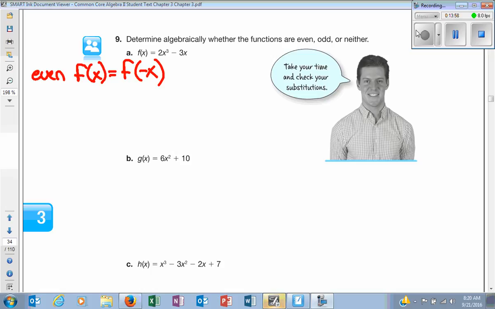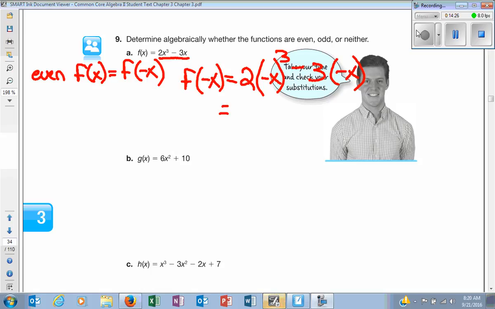So here's what I mean. If I take this right here, and I want to see what f of negative x is, that means 2 times negative x cubed minus 3 times the negative x. If it turns back to exactly what it looked like in the beginning, then I know that it's an even function. So what happens when you have a negative something to the third power?